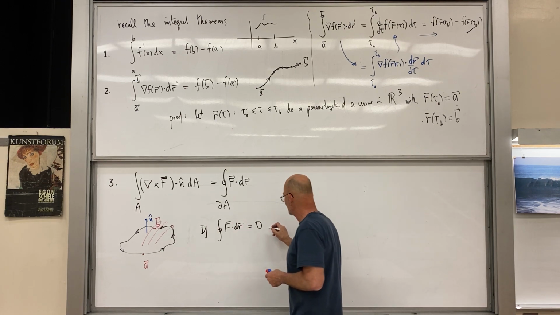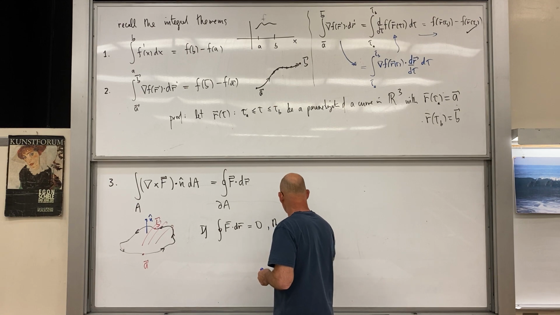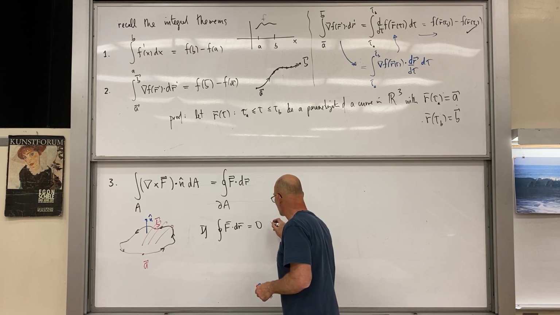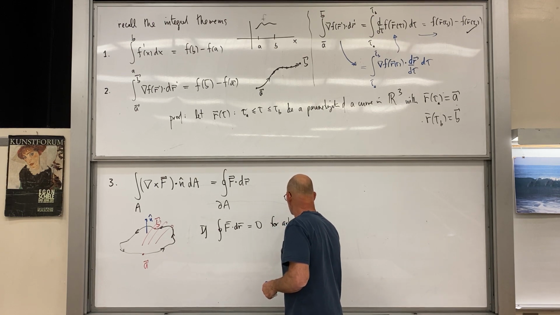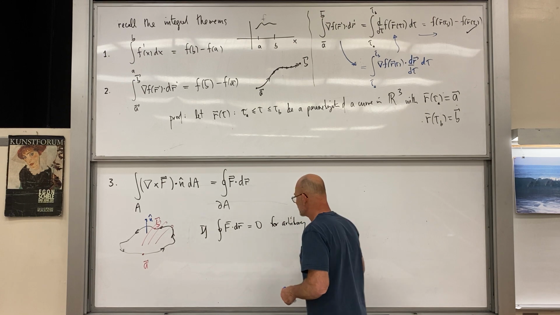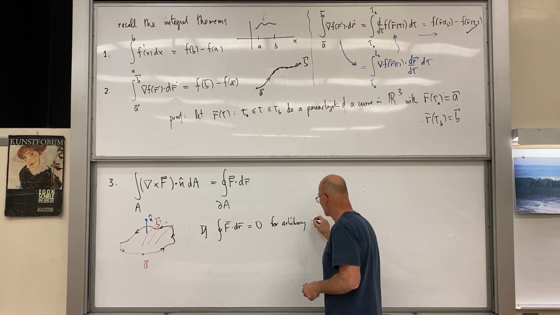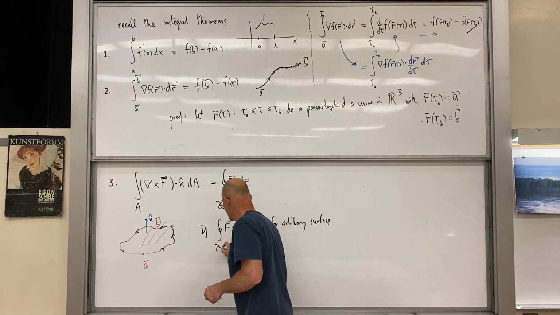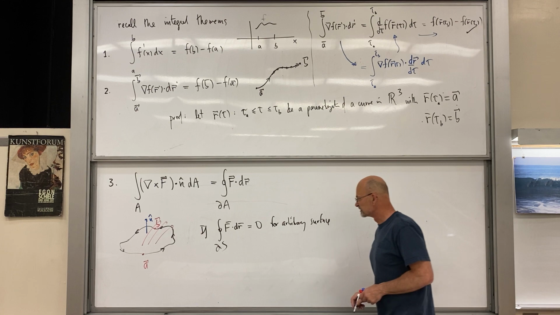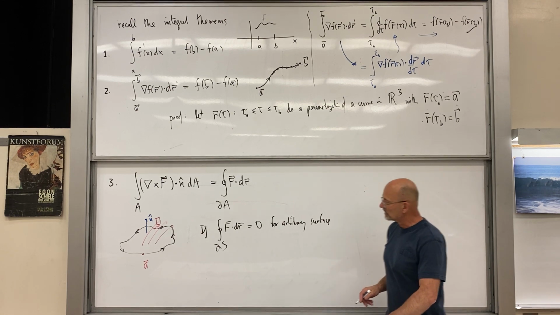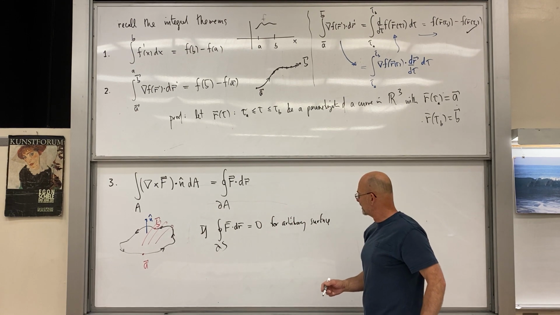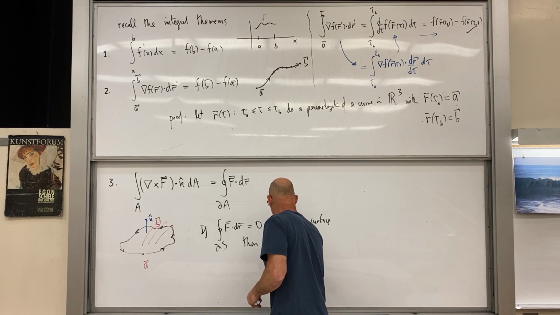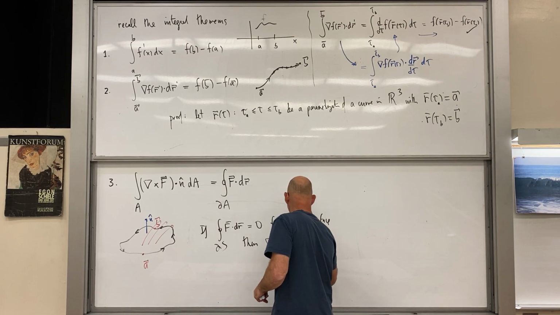always, then, so 0, let's make sure we write that out for arbitrary surface. Okay. Then the curl of F equals 0. Okay. Curl of F equals 0.